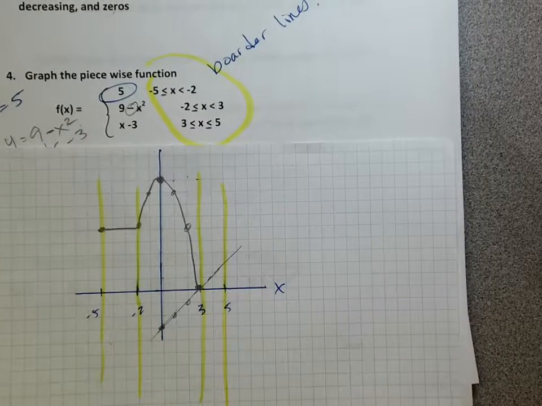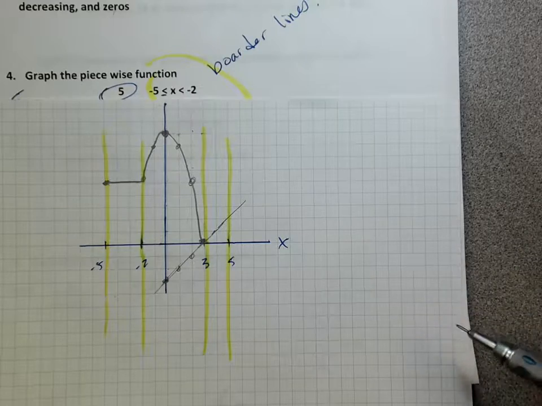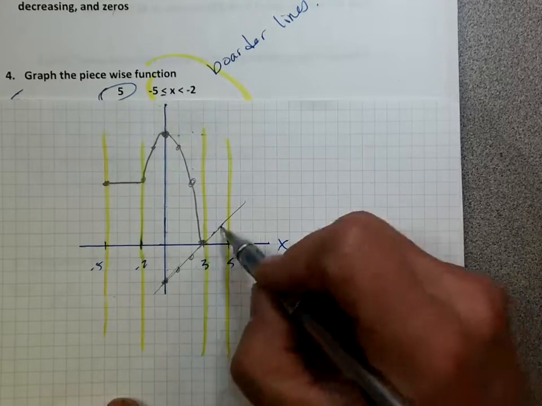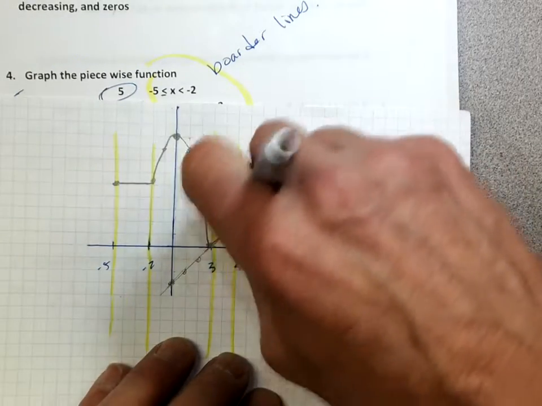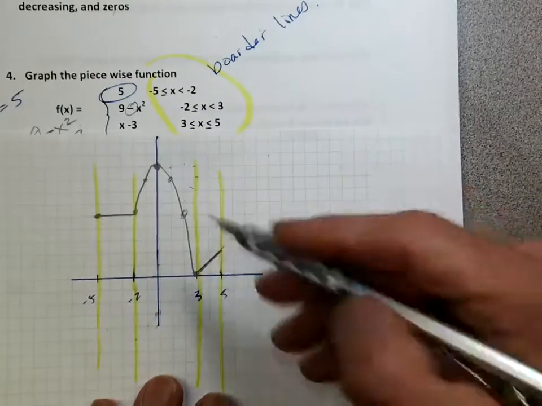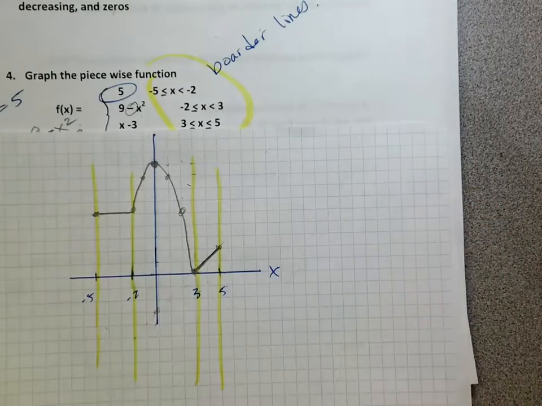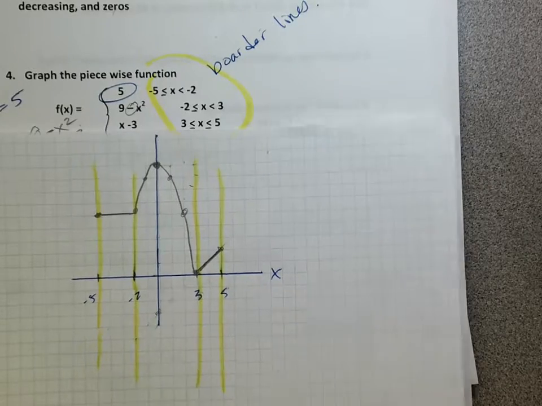That's my line, but I am not going to keep all of that. I only want a piece of it. And the piece I want exists between 3 and 5, right? So I only want this piece of it right here, and I will erase what's left over, okay? Now, there's my graph. It's pieced together. Not bad. Let's answer the rest of these questions.